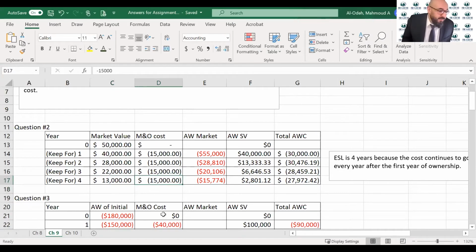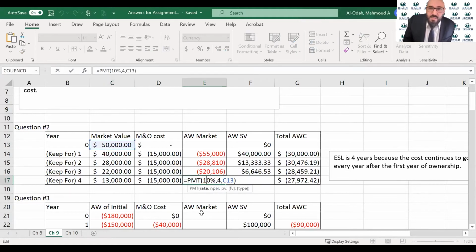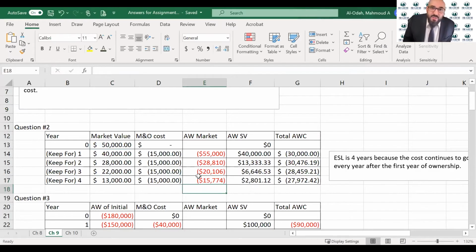Maintenance and operational cost is still 15,000. Okay, starting with the annual worth for the market value. Again, what is the market value? It's 50,000. This is the initial cost. PMT 10%. We're going to keep this asset for 4 years, and the market value on year 0 would be 50,000. So that would be equivalent to 15,000.